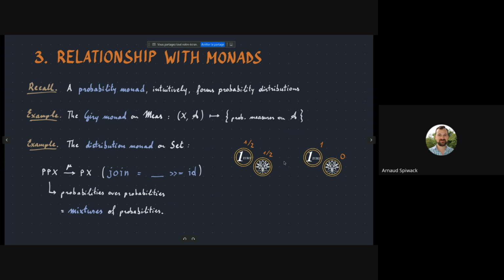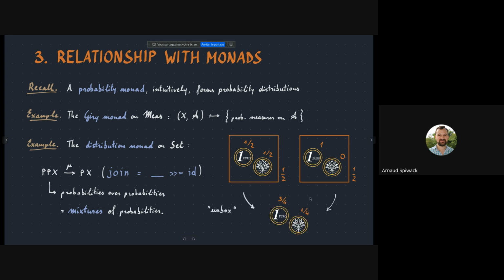So I have these two coins. One is fair and one has two heads. Both are in my pocket, and I extract one from my pocket with probability 1/2 or 1/2. What's the overall probability of getting heads? I'm sure you've done it in your heads already. 3/4, 1/4, right?